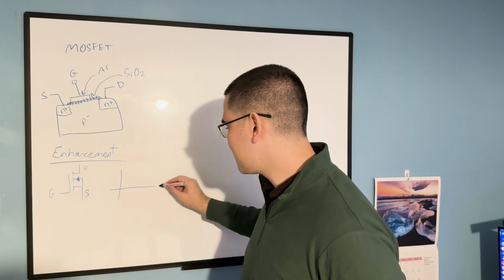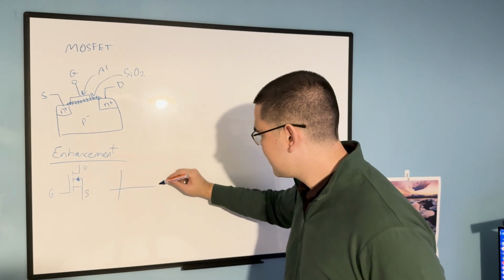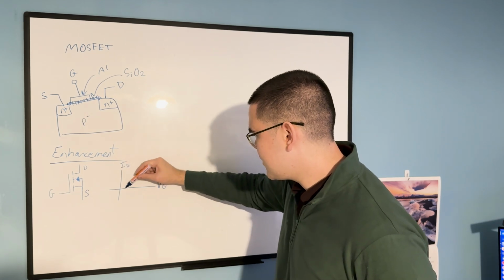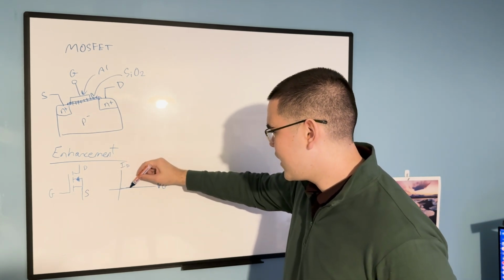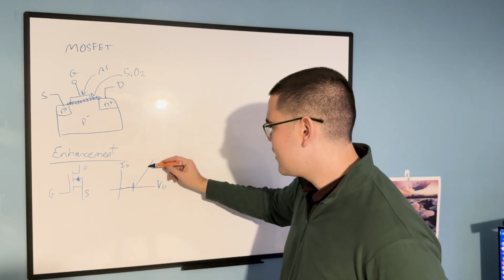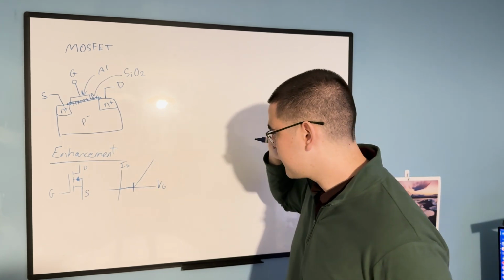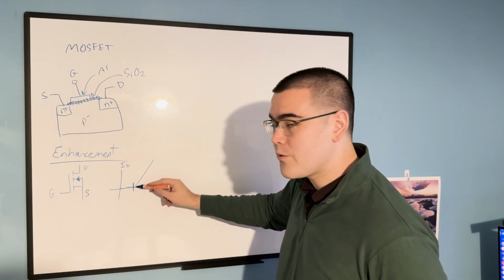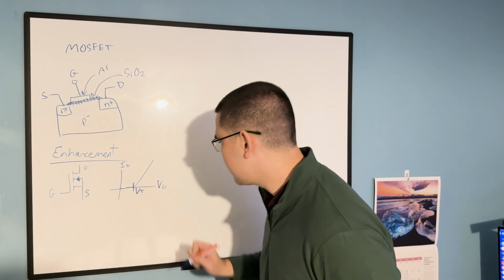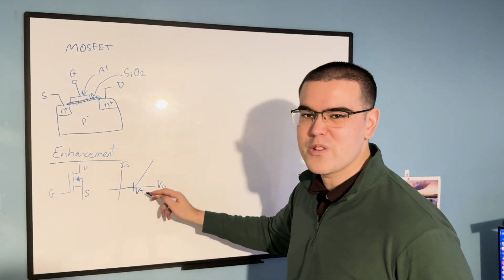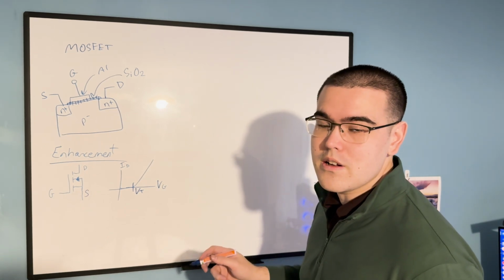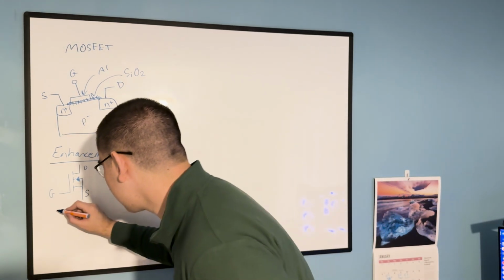So I think this is more clear when I show you this plot of the drain current against the gate voltage. As you can see here, we have to apply a minimum amount of voltage for there to be a drain current. And this minimum voltage is what's known as the threshold voltage. That's the minimum voltage we need to turn the device on. But there's another mode as well. So we also have depletion mode.